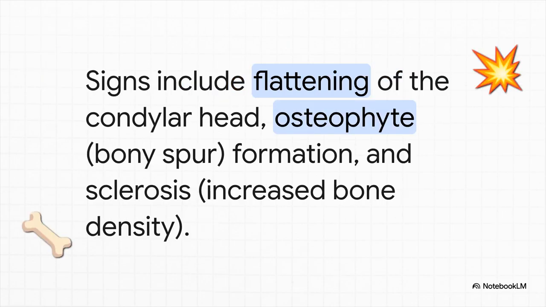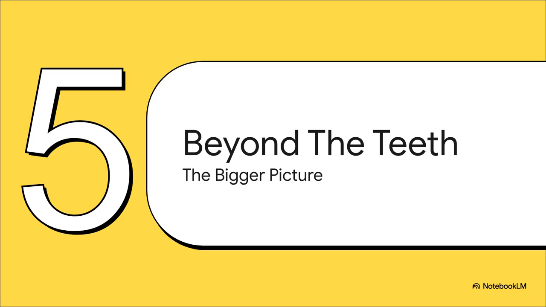And for our final case file, TMJ osteoarthritis. See, now we're looking way beyond the teeth. Some key signs of this kind of degeneration include a flattened condylar head, these little bony spurs we call osteophytes, and an increase in bone density, which is called sclerosis. This just goes to show how much an X-ray can really tell us about the entire system, not just the teeth. And that actually leads us perfectly into our final and maybe the most important section of all.